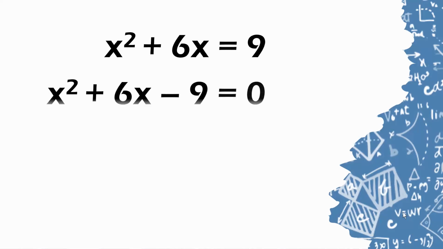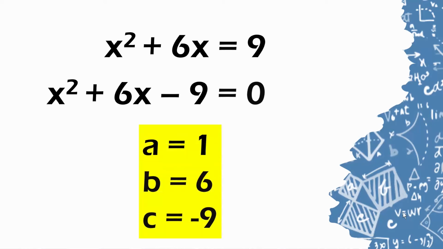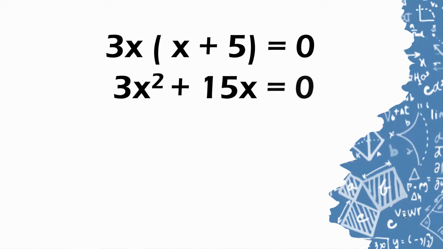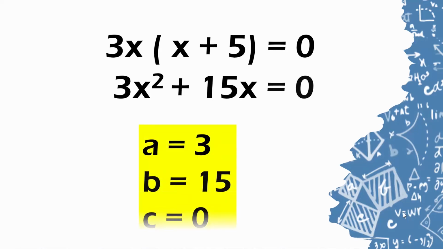For our next example, x squared plus 6x equals 9. Written in standard form will become x squared plus 6x minus 9 equals 0. Therefore, a equals 1, b equals 6, and c equals negative 9. For our next example, we have 3x multiplied by the quantity x plus 5 equals 0. By applying the distributive property, we will get 3x squared plus 15x equals 0, where a equals 3, b equals 15, and c equals 0.